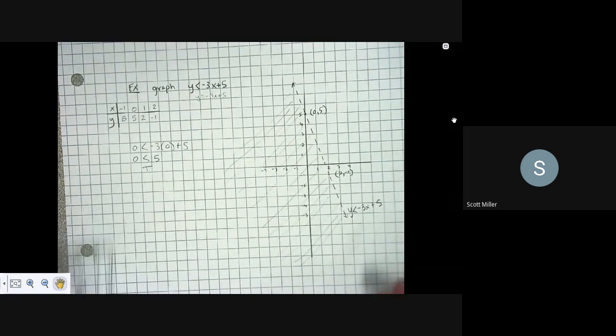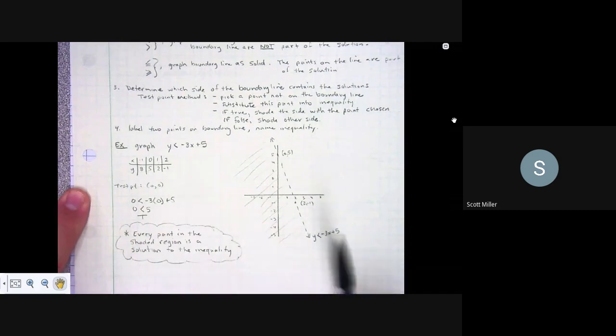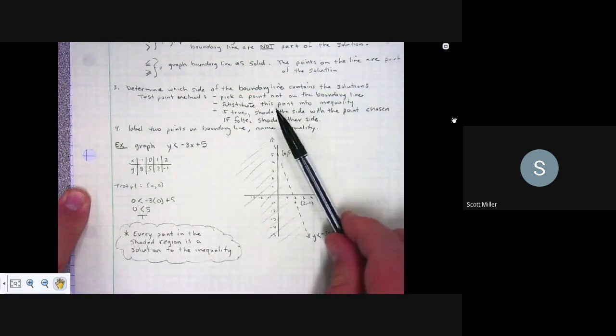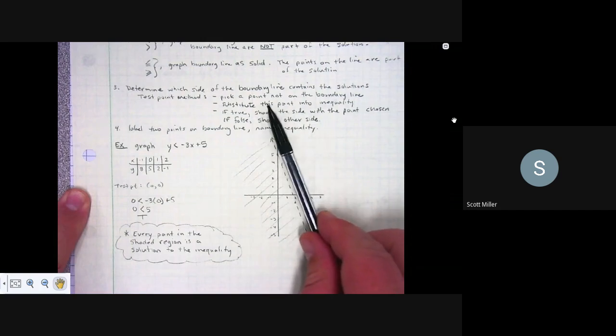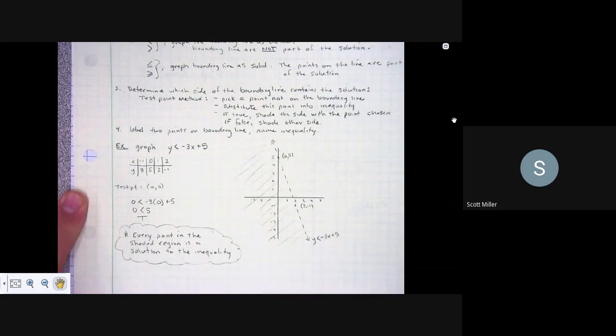So that is how you graph a linear inequality. Please note again, every point in the shaded region is a solution to this inequality. Every single point. So it's not just one point, it's all the points over here. And none of the points on the boundary line itself. Okay, and nothing on this side. The boundary line is not included in my solution.